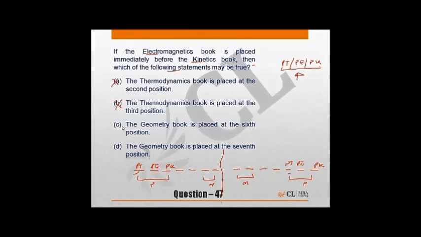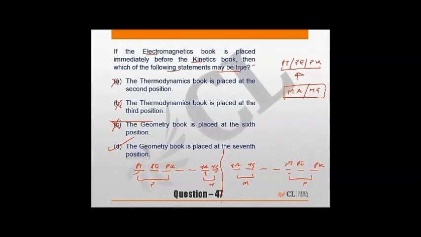Statement C, geometry book is placed in the 6th position. If you remember, algebra had to come before geometry. So that means MA here, MG here, or MA here and MG here. The geometry book is placed in the 6th position. No, algebra will have to be in the 6th position. Choice C is incorrect. By elimination, choice D, but just verify. Geometry book is placed in the 7th position. Yes, it can be placed in the 7th. Remember, the question says may be true, not must be true. It may be true. Yes, it could be true.